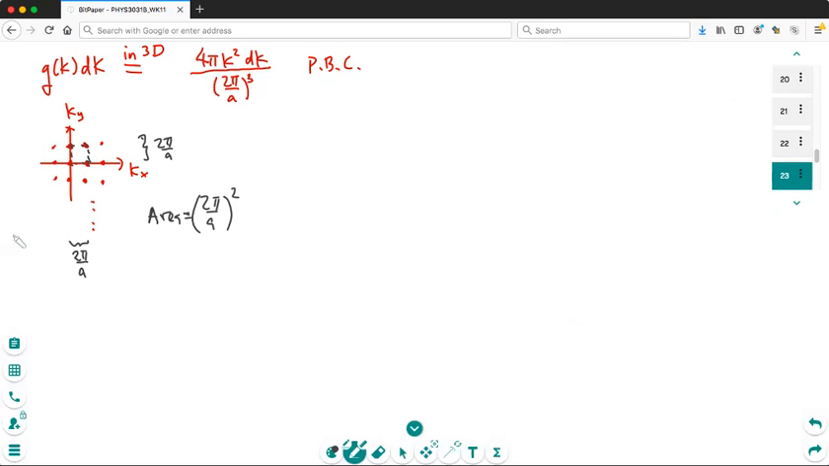Okay, let me rephrase this. I give you this area of interest, which is 2 pi over a times 2 pi over a, in the black region. How many k points does this area contain? Okay, I get the two answers that I expect, but now I want to see who wins.